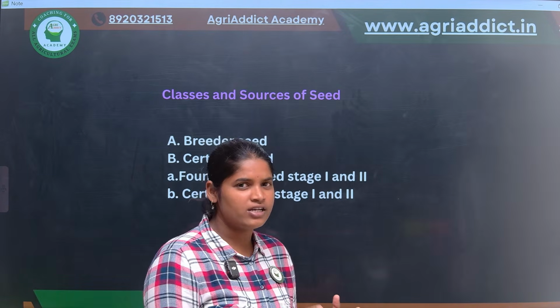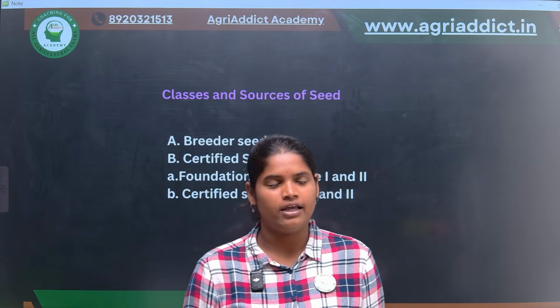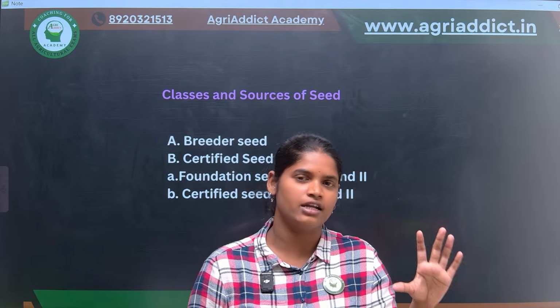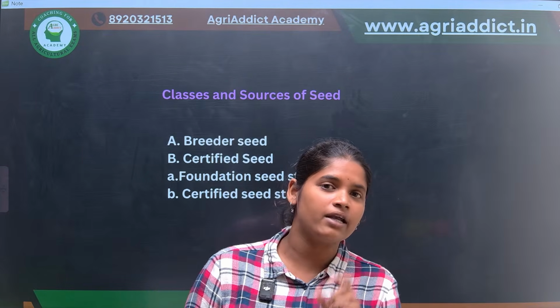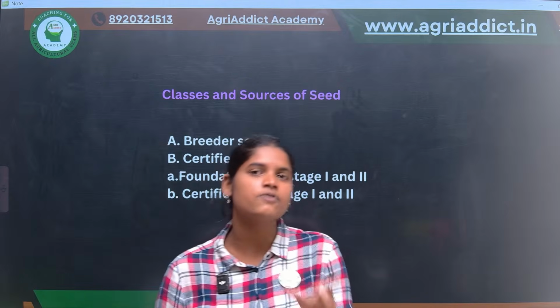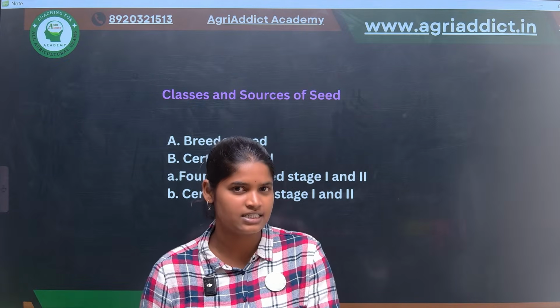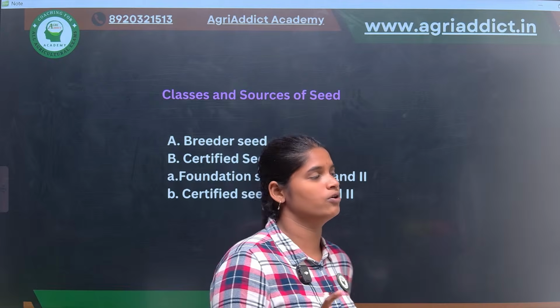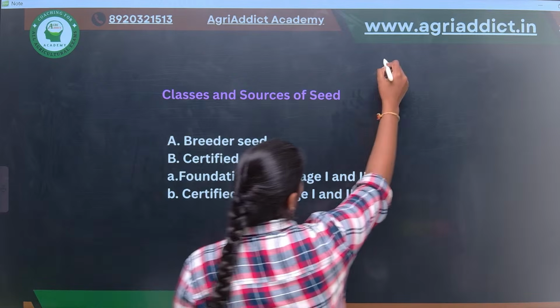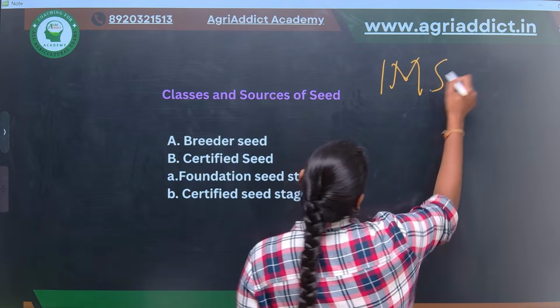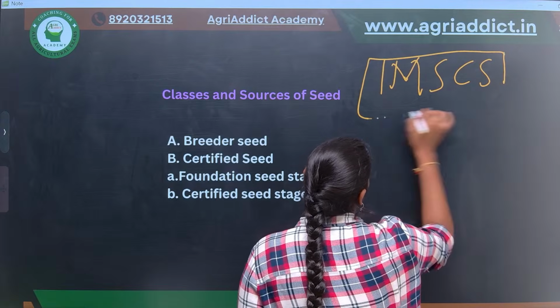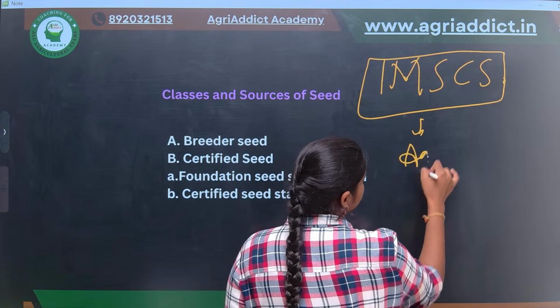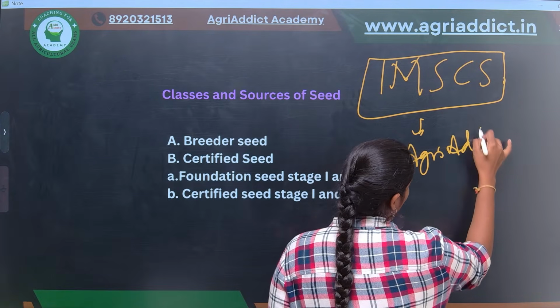And general field standards you can remember as a whole, like the general for cereals, for pulses as a whole. But wherever they have mentioned the specific crop standards, especially the seed standards, you have to go through that. For that, the only source is IMSCS. In short, we have provided this in our AgriAddict notes also. You can go through that.